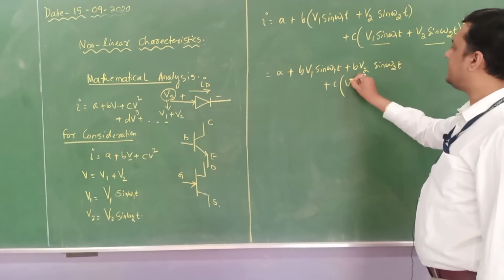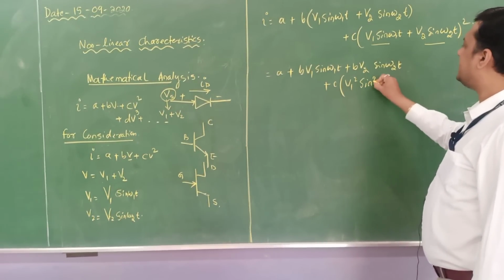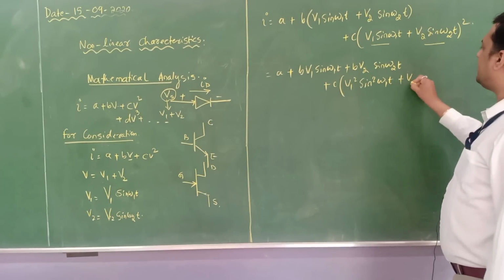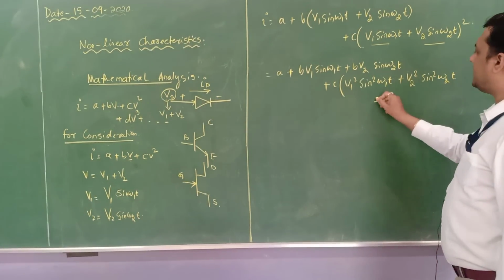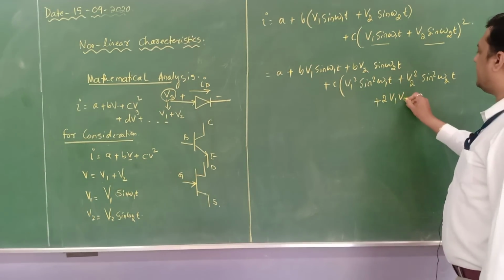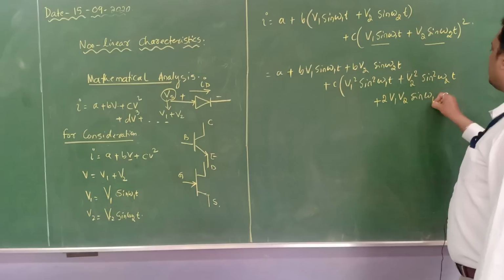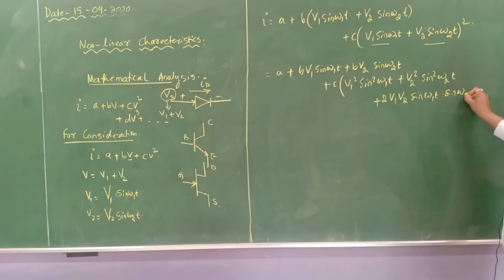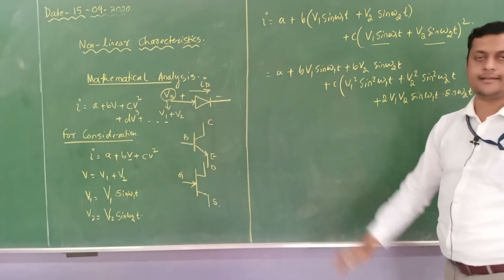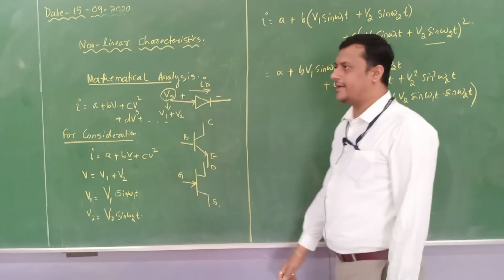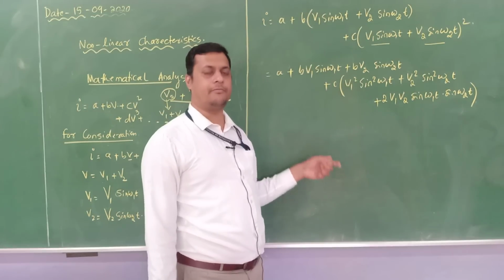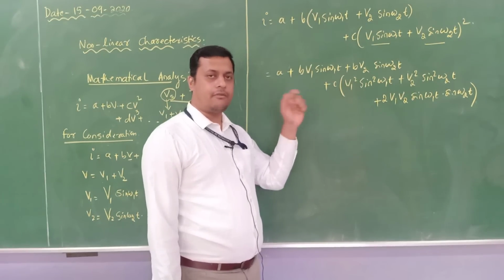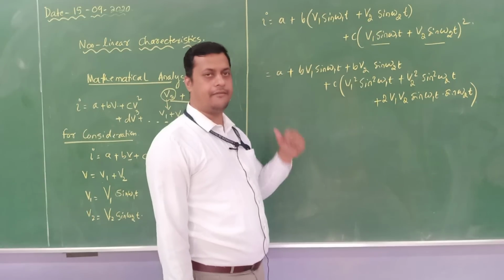Expand it, we will get V1 square sine square omega 1t plus V2 square sine square omega 2t plus twice V1 V2 sine omega 1t into sine omega 2t. So this is the relation we have derived from our nonlinear characteristics. Now these nonlinear characteristics will help us identify the presence of carrier, presence of modulating signal, presence of sideband, presence of harmonic components. If I expand this, everything will come.